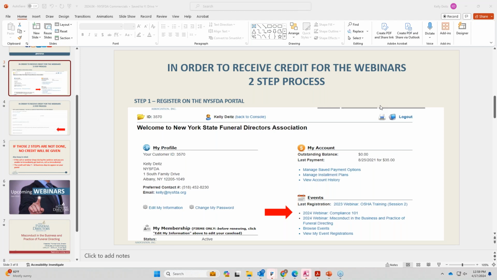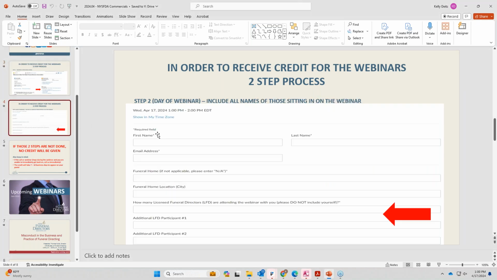Very simple process. You click on the events that you're looking to register for, one at a time, click it, go in, register yourself. At that time, you will get an email, and in that email will be the link to the GoToWebinar, which is the platform we use for our webinars. I usually recommend about 15-20 minutes before the webinar starts, you click that link. It's going to bring you to this screen.